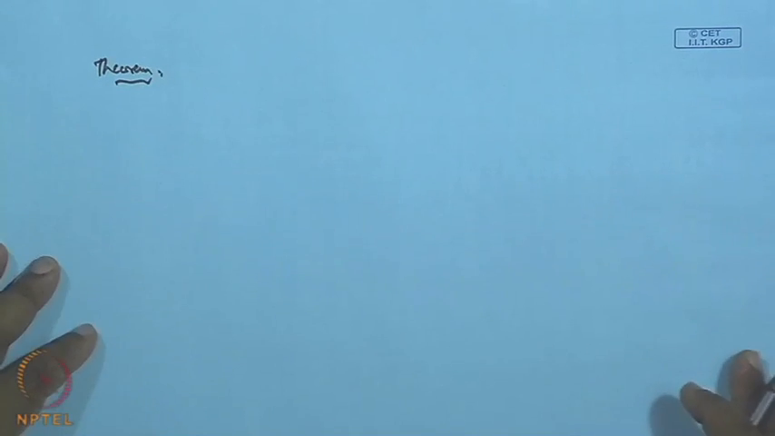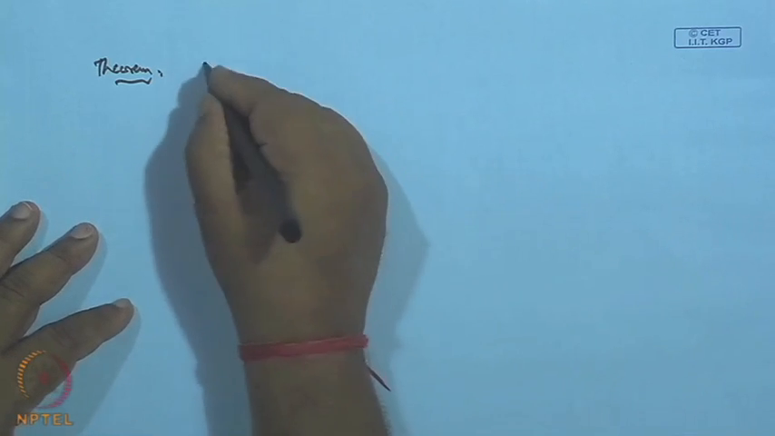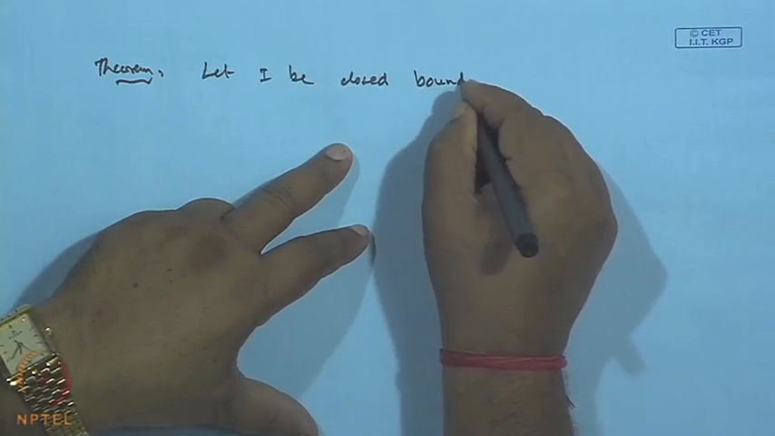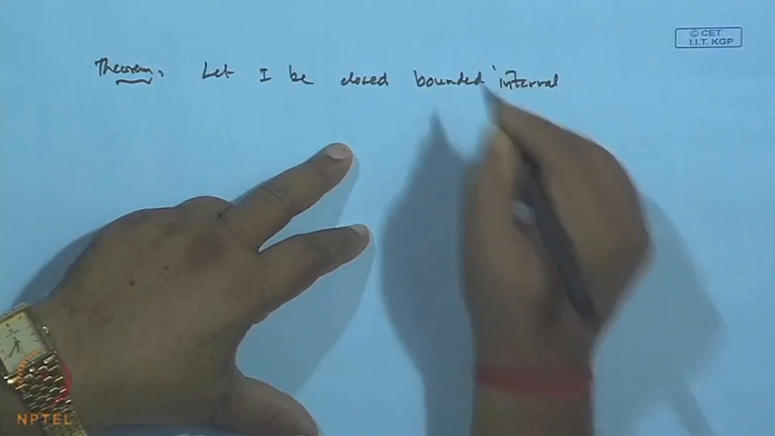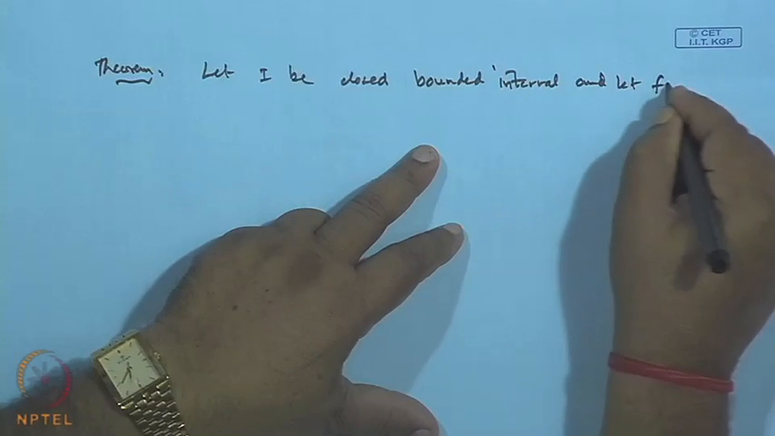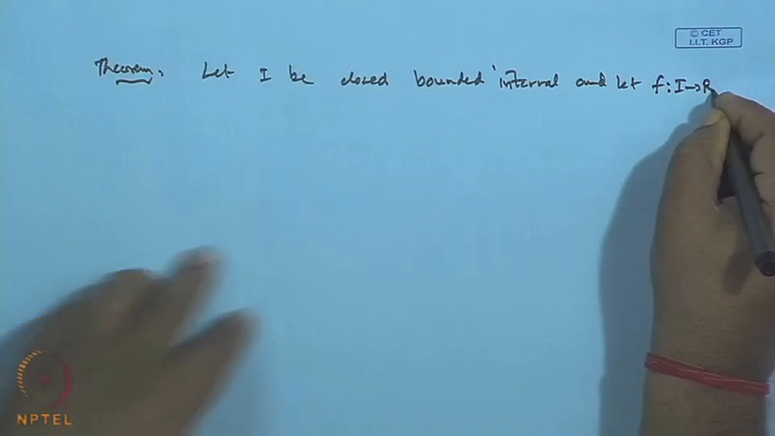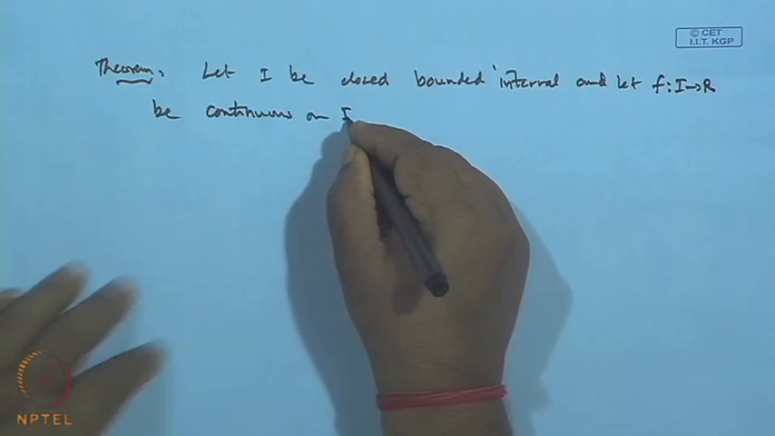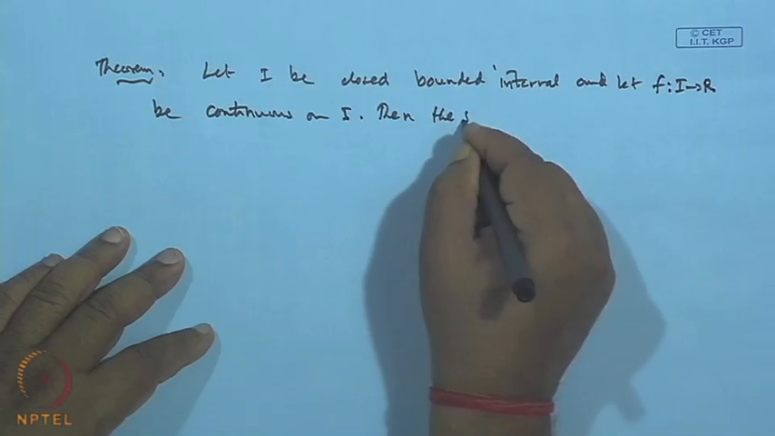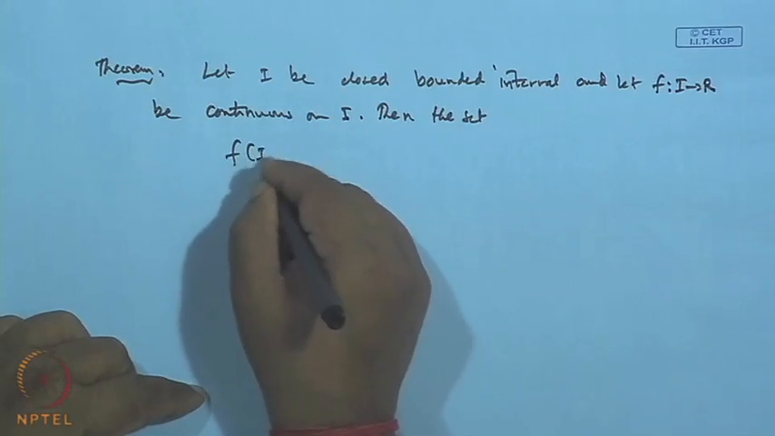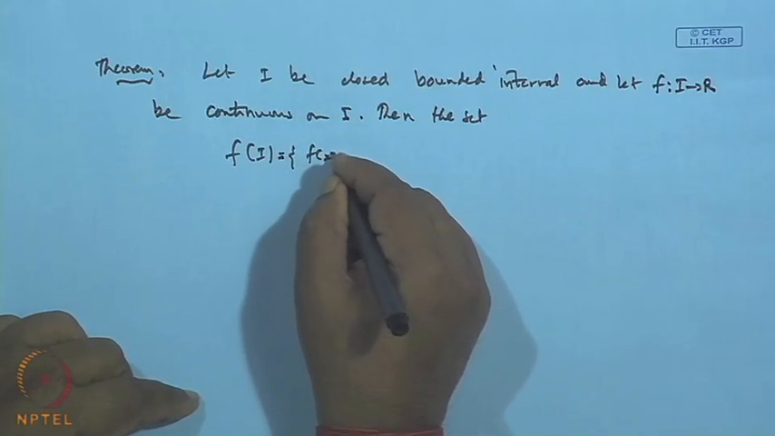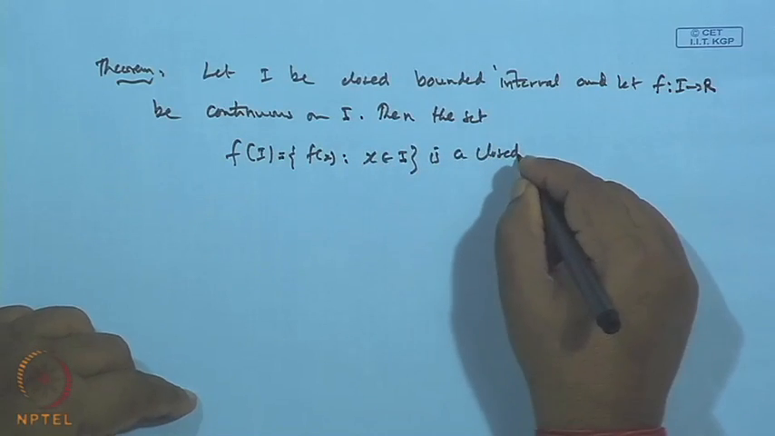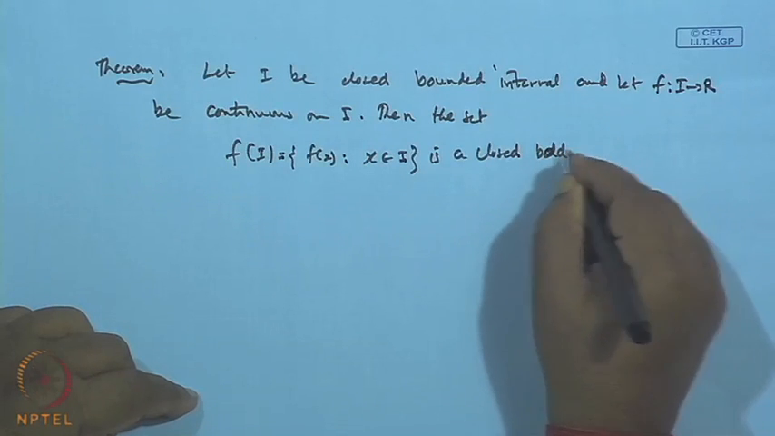First, let I be a closed bounded interval, and let f, a mapping from I to R, be continuous on I. Then the set f of I, which is the set of f of x such that x belongs to I, is a closed bounded interval.